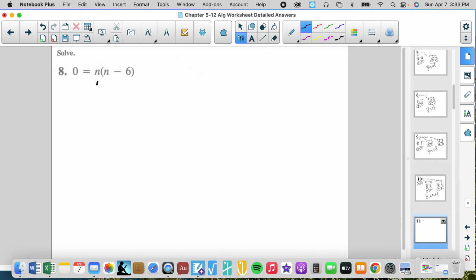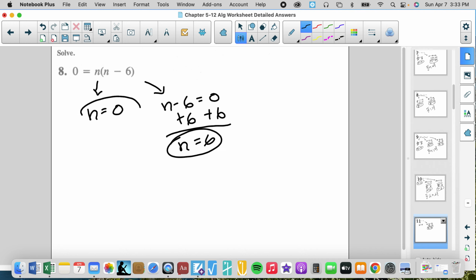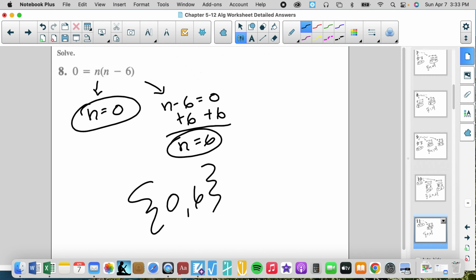Back to the simple one, n equals 0, n minus 6 equals 0, add 6, n equals 6. That's already isolated. 0 and 6 are my solutions.